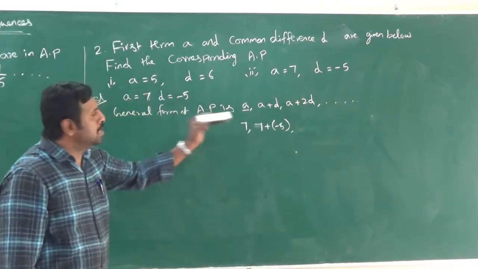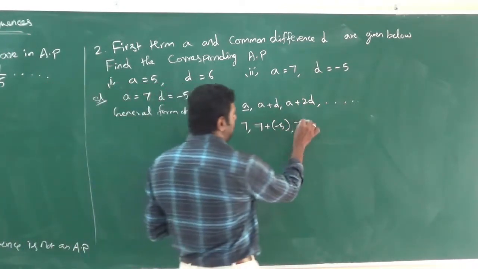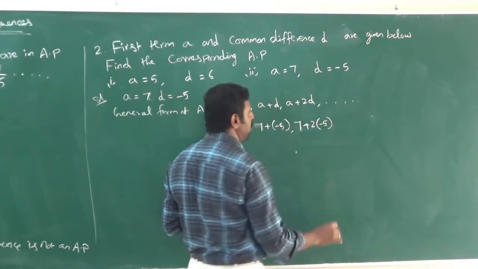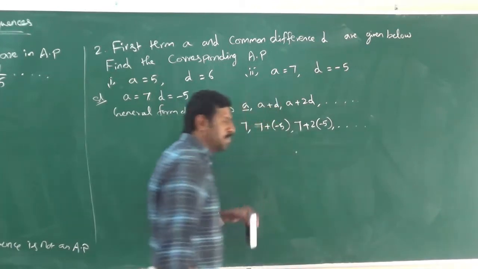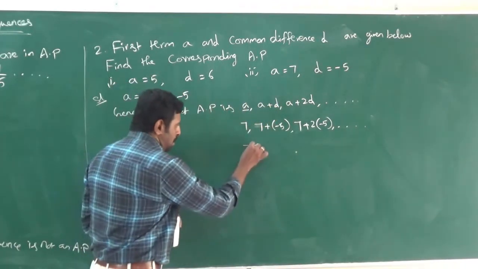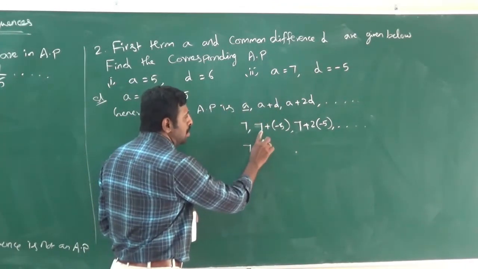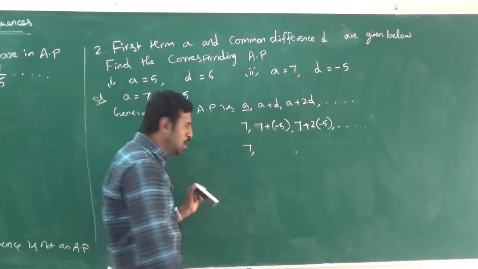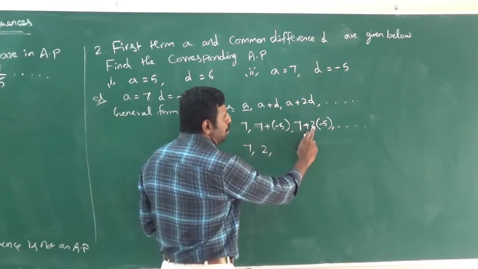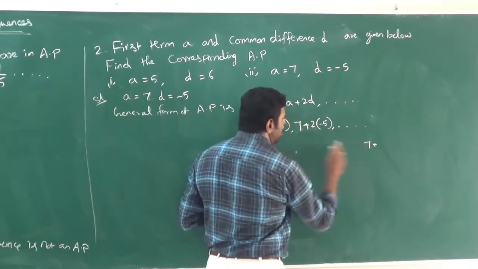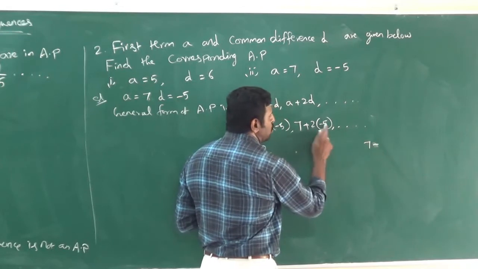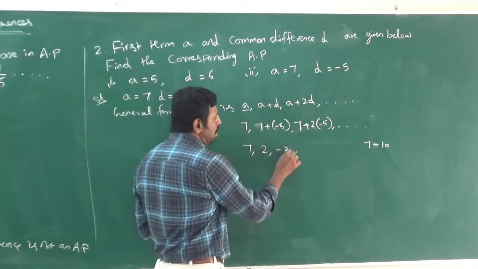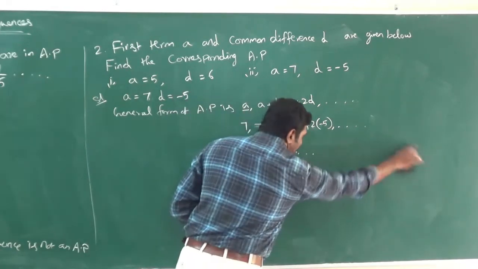And then a value is 7 plus 2 into the value of d, which is minus 5. And it goes on. Next 7, here 7 plus 1 into minus 5 is 7 minus 5, we get the value 2. And then here we have 7 plus 2 into minus 5, 2 fives are 10. 7 minus 10 is equal to minus 3, and it goes on, the AP.